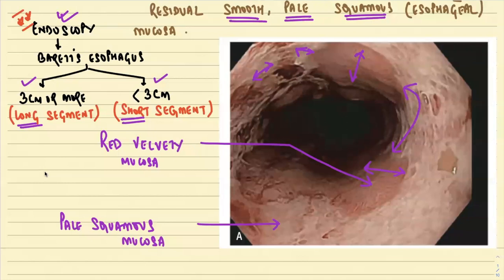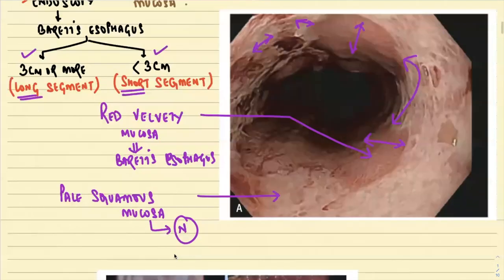Always remember the red velvety mucosa, as we see over here, is reflective of Barrett's esophagus, which is showing the metaplasia. And the pale squamous mucosa is the normal lining of the lower third of the esophagus.